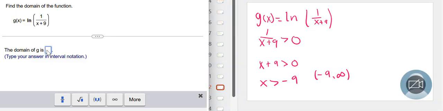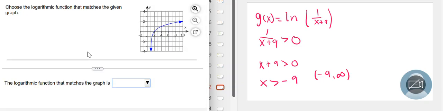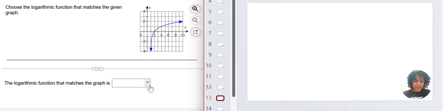Now let's see if that is correct. Okay, it's correct. We're given a good job. So we are going to the next one. This one is for us to graph it.